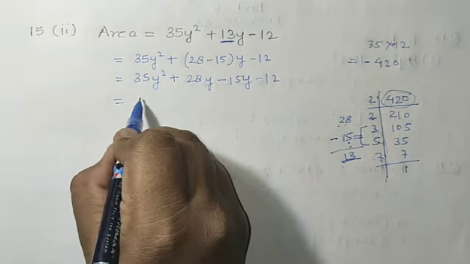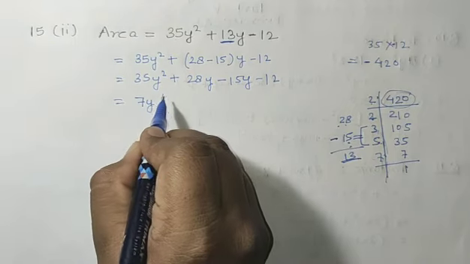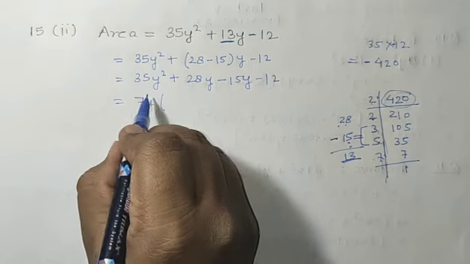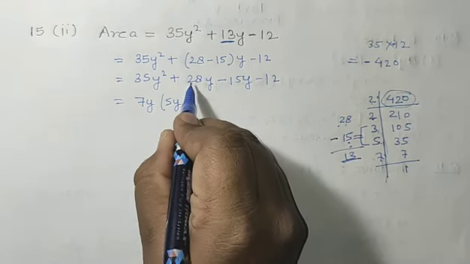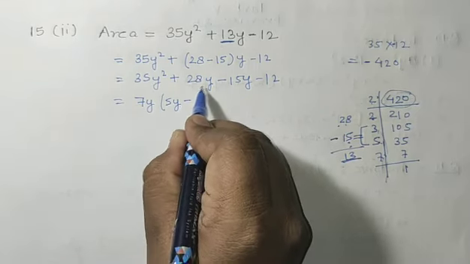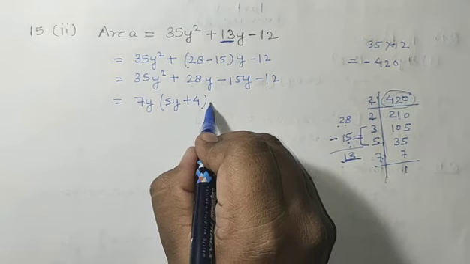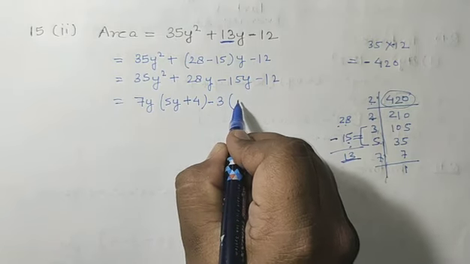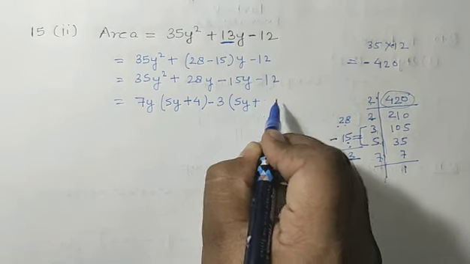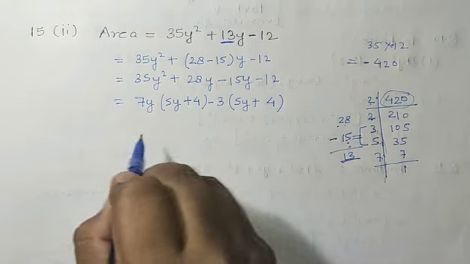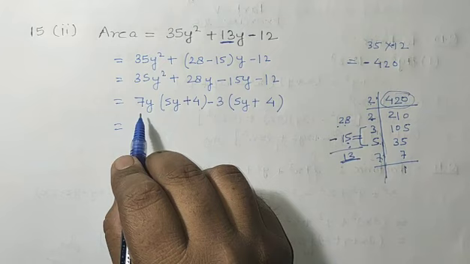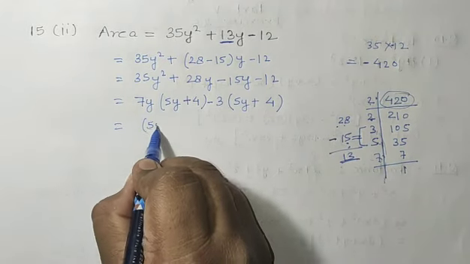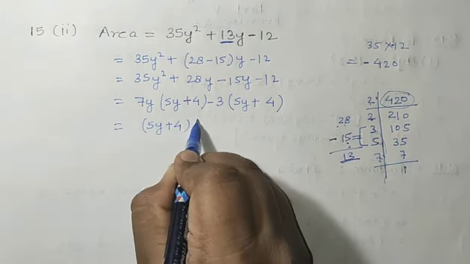Maximum term we can take common as 7y. When we take 7y as common, 7 fives are 35, so one 5 and one y will be left here, and from here y has been taken common, so only 4 will be there. Now in these two, what we can take common? Just take minus 3 as common, so it will be 5y plus 4.